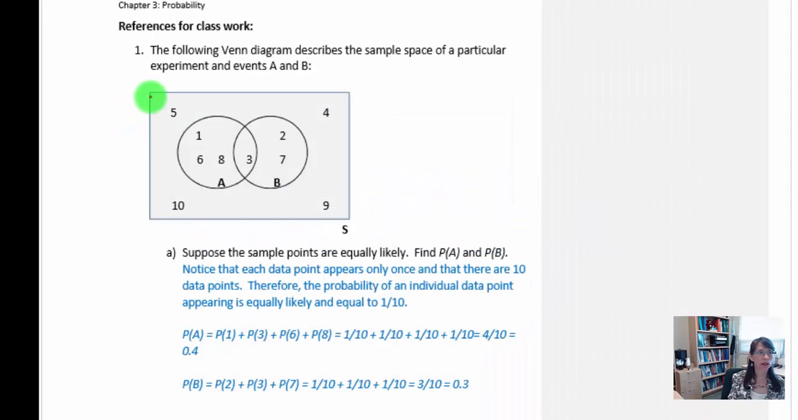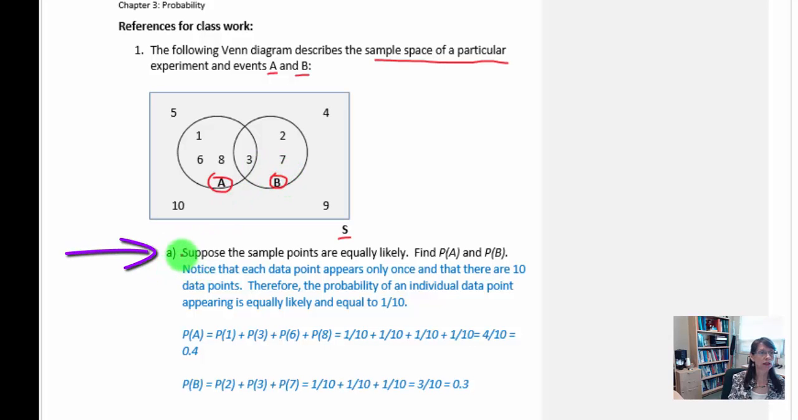In the first example today, you can see that we have this diagram. This is the Venn diagram, and it describes the sample space of a particular experiment and events A and B. So we have event A and event B. You can see there are some numbers within those events, and there are numbers that are outside of those events. The numbers that appear outside of the events are numbers in the universe. S is used just to show what the sample space is. So our sample space consists of this box representing the universe and the two circles representing events A and B.